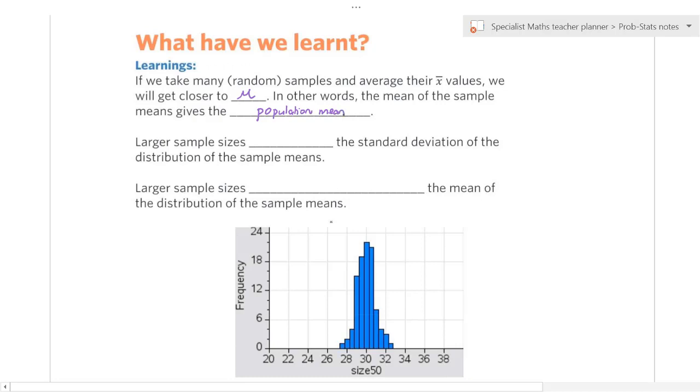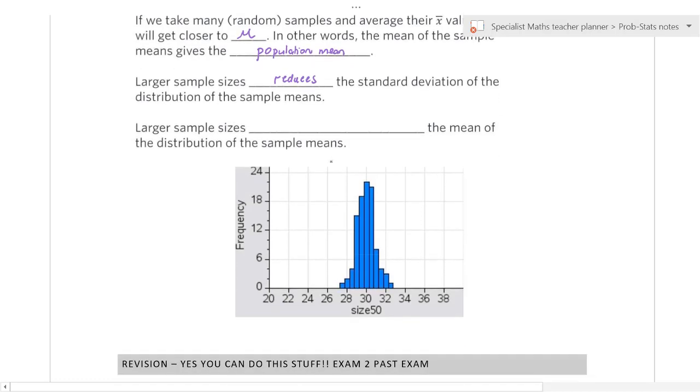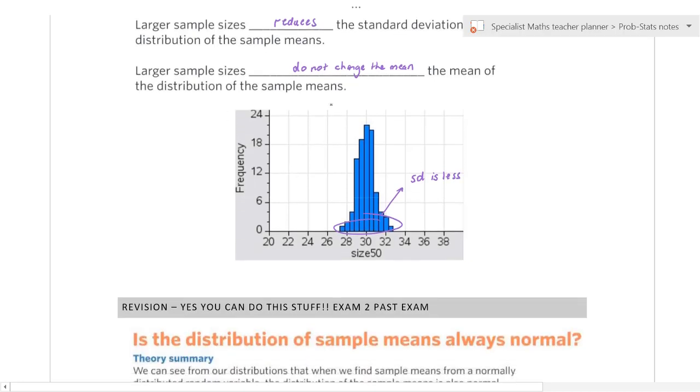Larger sample sizes reduce the standard deviation. So I guess what we can say is larger sample sizes do not change the mean, but they do centralize a lot of this data around the mean. Okay, so of course the standard deviation is less for these larger sample sizes.